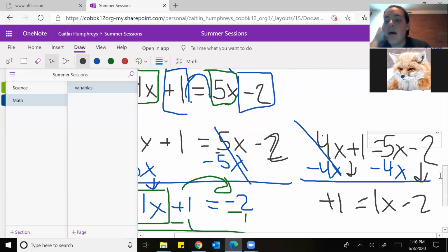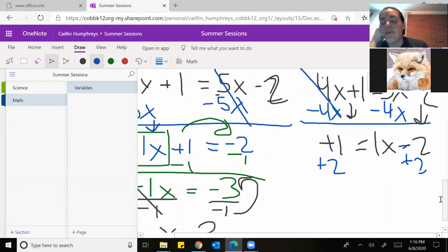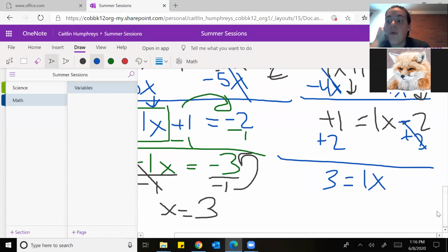All right, now remember, we are not moving that 1 over here. We're moving the 2 over here. The inverse of a negative is a positive, so we're going to add 2 to each side. And then I'm going to be left with negative 2 plus 2 is 0. 2 plus 1 is 3. 3 is equal to 1x. And notice they're both positive. So x is equal to 3.